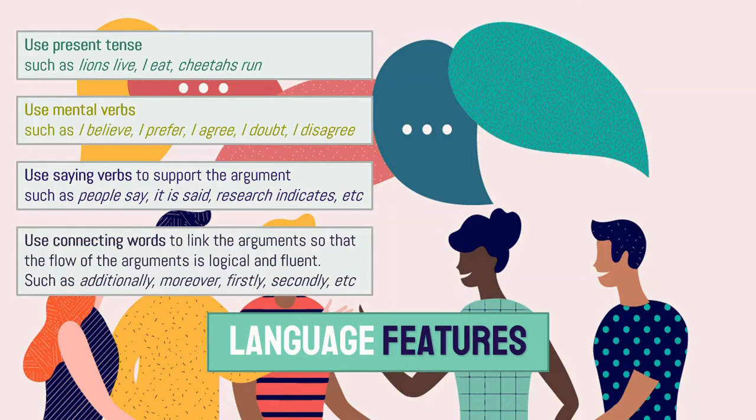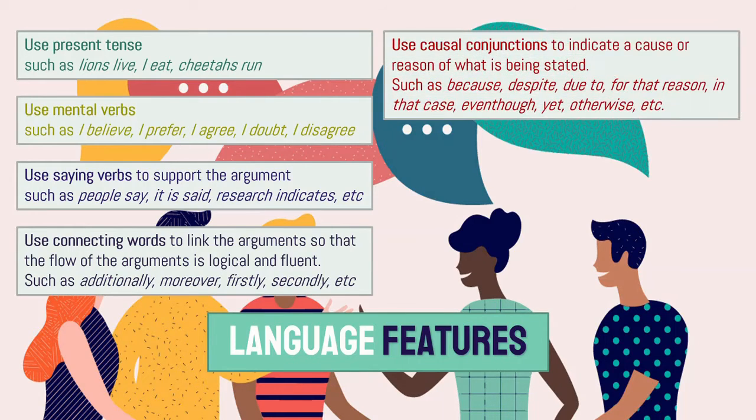Use connecting words to link the arguments so that the flow of the arguments is logical and fluent, such as additionally, moreover, firstly, secondly, etc. And then there's use causal conjunction to indicate a cause or reasons of what is being stated, such as because, despite, due to, for that reason, in that case, even though, yet, otherwise, etc.